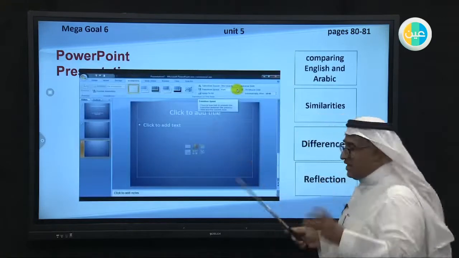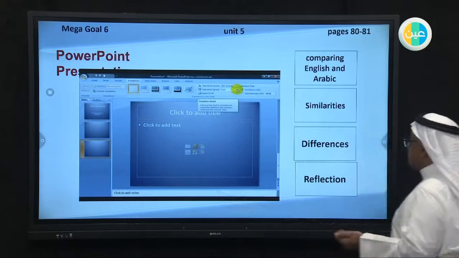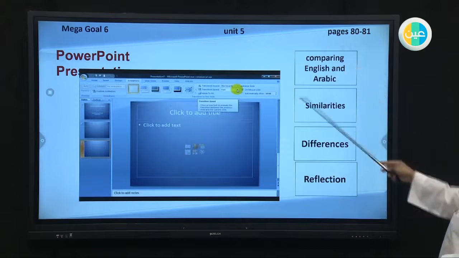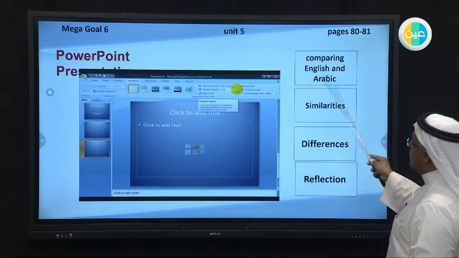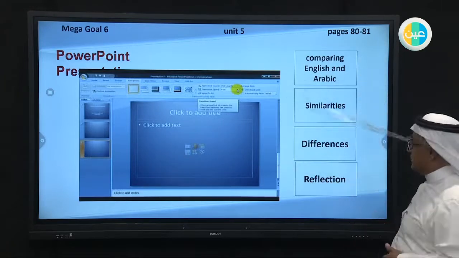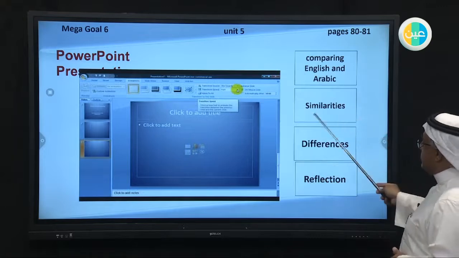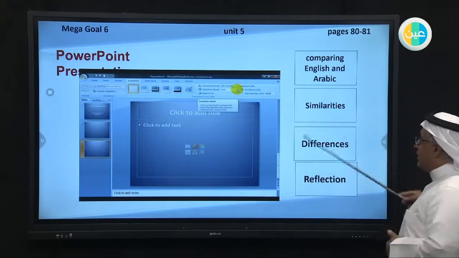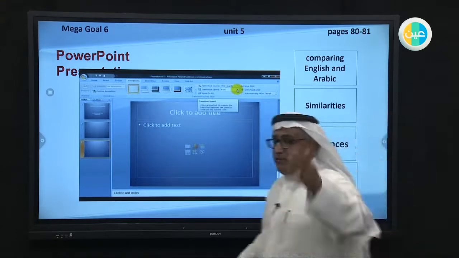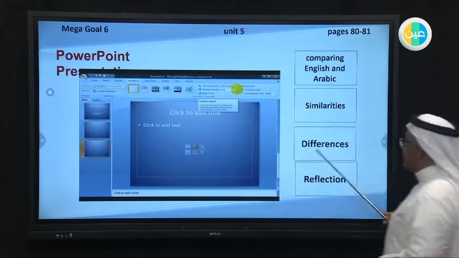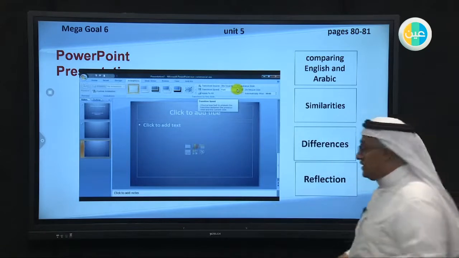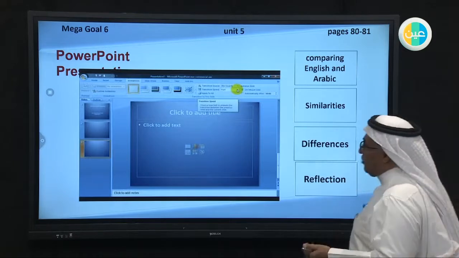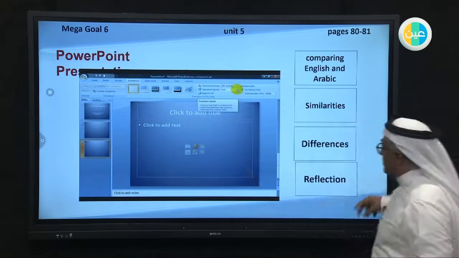So this is just an example. Now you are ready to make your presentation. This is your slides. The first slide, the title. Write your title: Compare English and Arabic. The second slide, similarities. You should write more than 5 or 6 examples. And differences. And your reflection, your comments on what was covered in the presentation.